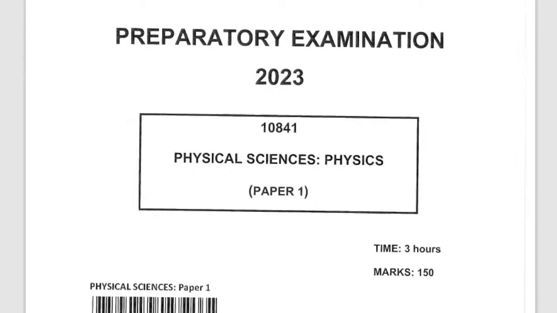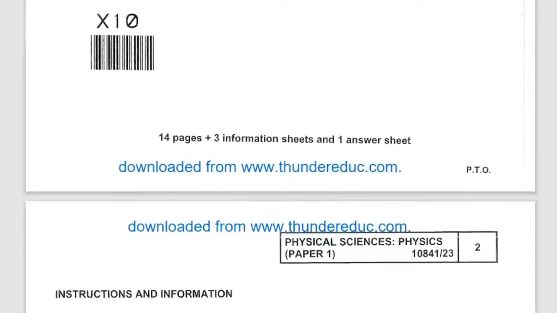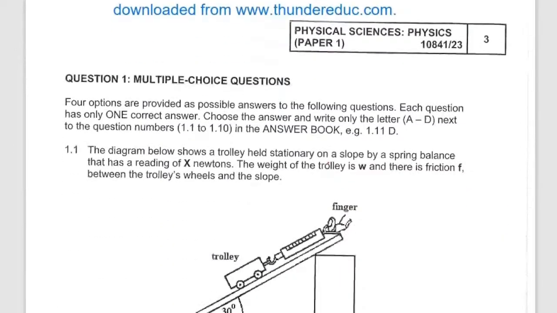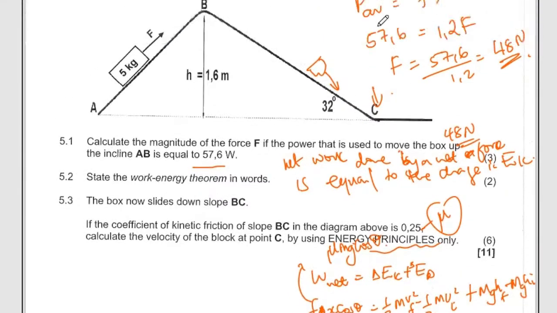The duration is 3 hours. Let's start with question number 1. Question 1, they're telling us options are provided as possible answers to the following questions, and each question has just one answer.